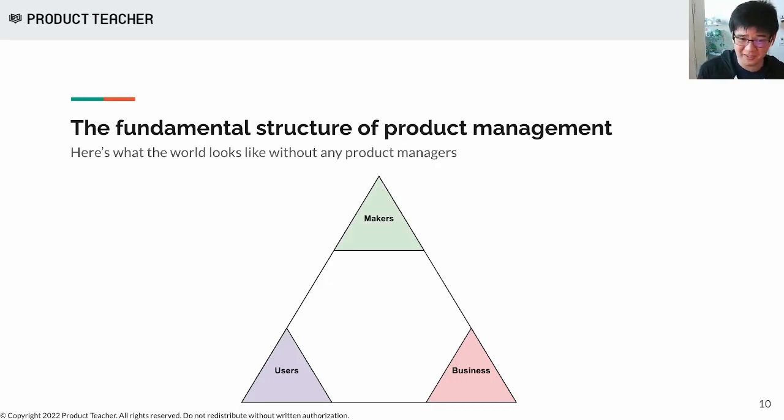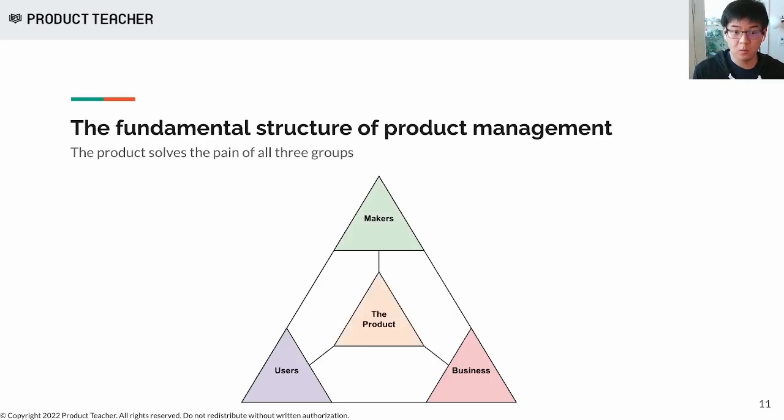How does anyone get on like this? Well, here's the great thing. The product is the thing that solves the pain of all three groups. So what is a product exactly? Well, it's a set of functionality that actually solves the user's pain and is something that they're willing to pay for. And then by paying for it, businesses can stay in business, can keep people employed. And this product is also something that makers are really excited, not just to build for the first time, but also to maintain over the long run. And so that's what a product is.